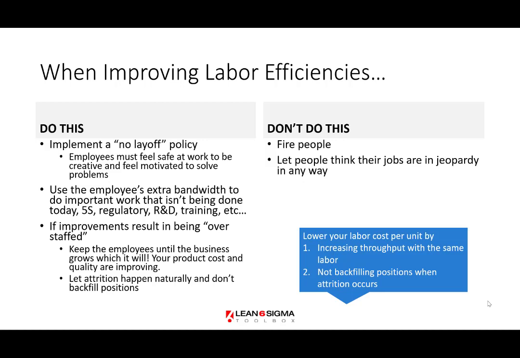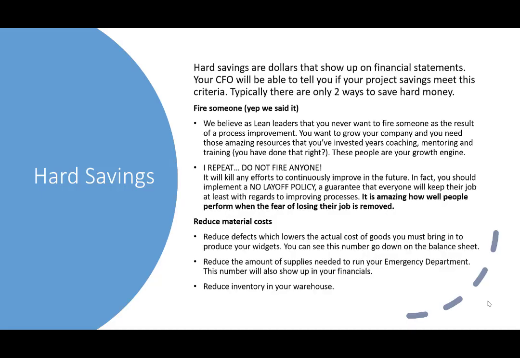Finally, if we are overstaffed, if we have improved the process to such a degree that there's people that just don't have a lot to do, we can wait until our business grows and use those people to work on that additional business that's coming in the door. Or we can simply let natural attrition take its place, and when people leave the company to go elsewhere, we just don't backfill those positions. Again, we never are going to let people go as a result of becoming more efficient.